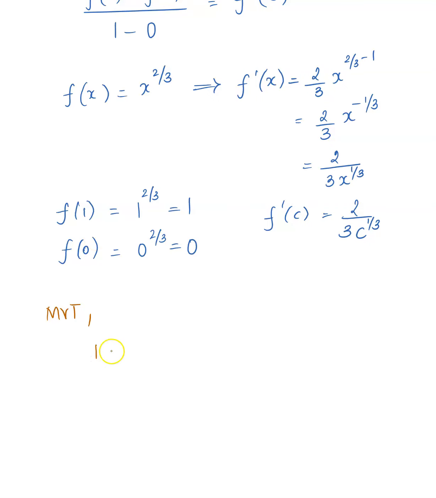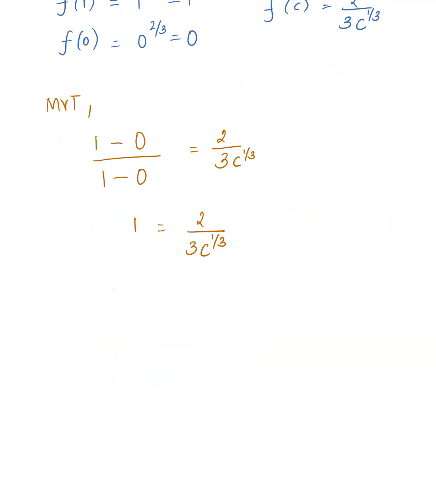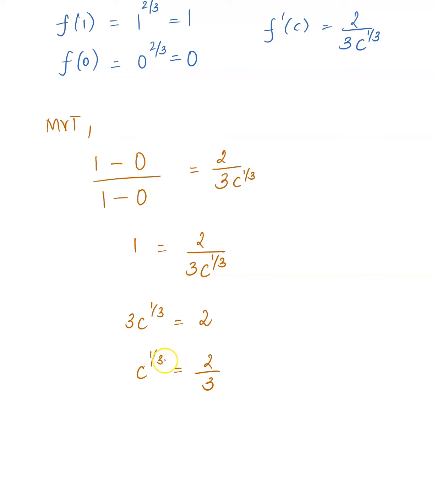So f of 1 minus f of 0 over 1 minus 0 is equal to 2 over 3 c power 1 over 3. You're setting these two equal to each other. So that's basically 1 equals 2 over 3 c power 1 over 3. And if we solve for c, we will get our values which satisfy the MVT. So 3 c power 1 over 3 equals 2. C power 1 over 3 is 2 over 3. Now I need to get c. I need to solve for c without any power on it.